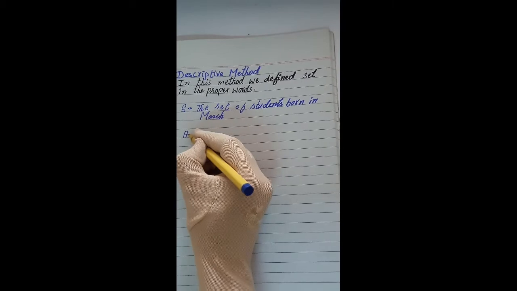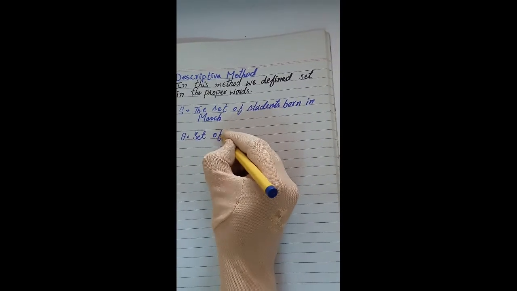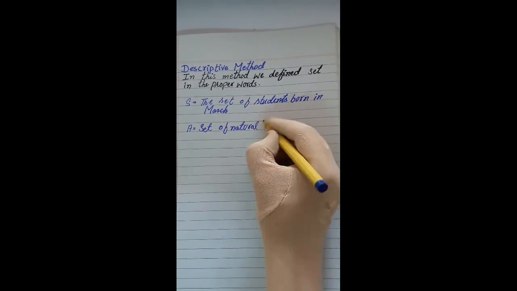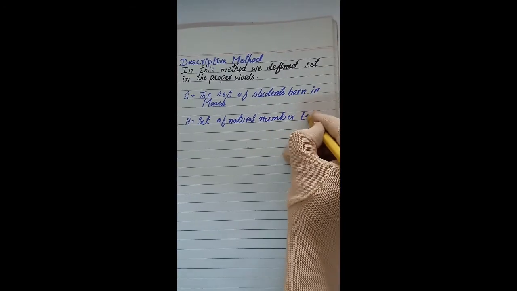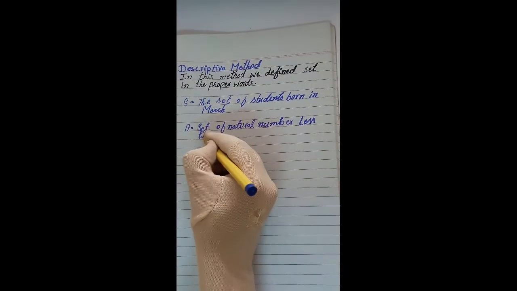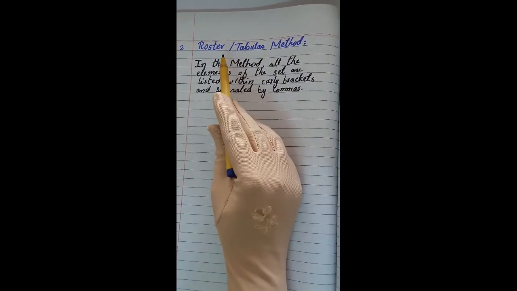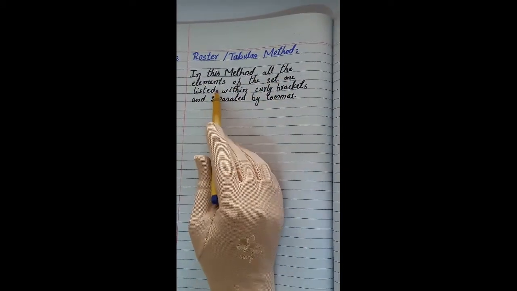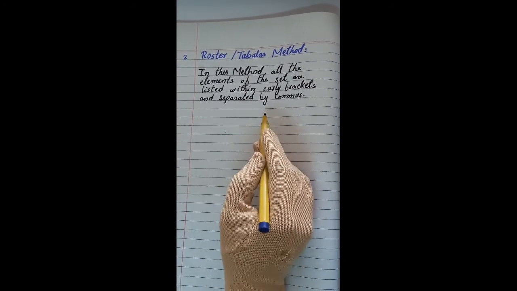If I want to write set of natural number less than 20, then I can write it like this. A is a set of natural number less than 20. Our second method is roster tabular method. In this method, all the elements of the sets are listed within curly bracket and separated by comma.